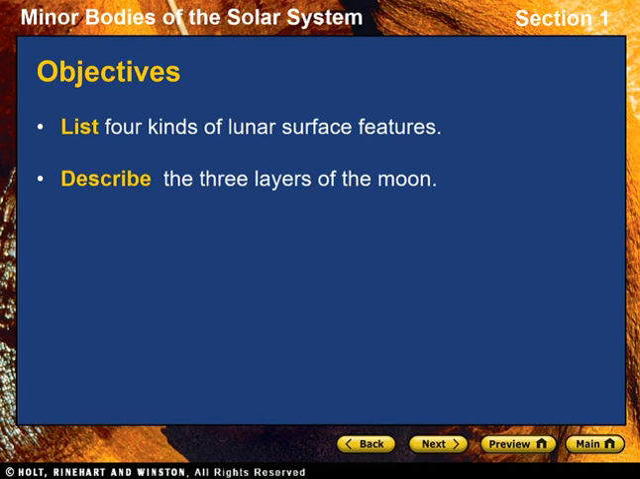At this point, you should be able to list 4 kinds of lunar surface features and describe the 3 layers of the moon.